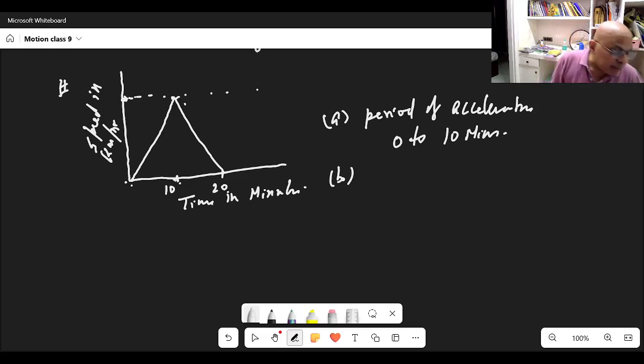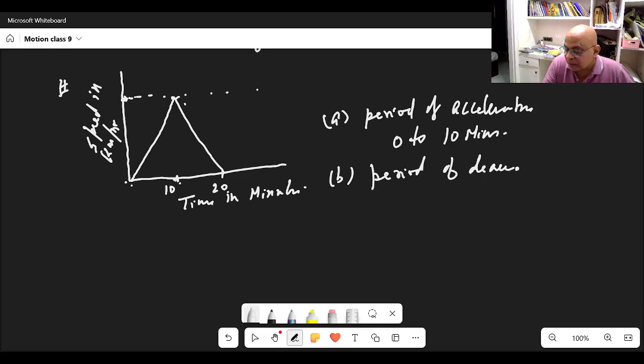B. In which period is the bus decelerating? Period of deceleration. Again, you can see from the graph that from 10 to 20 minutes, the speed is constantly coming down. So from 10 minutes to 20 minutes, it is decelerating.